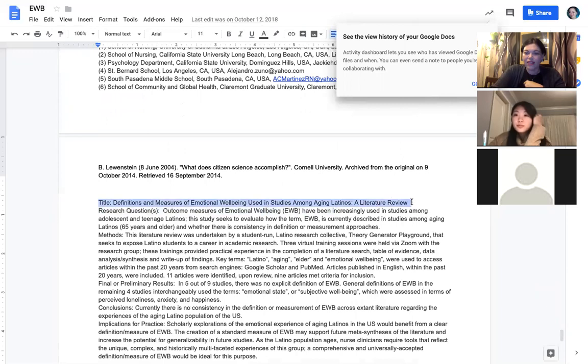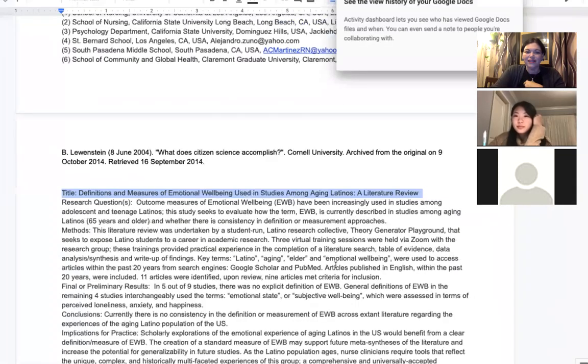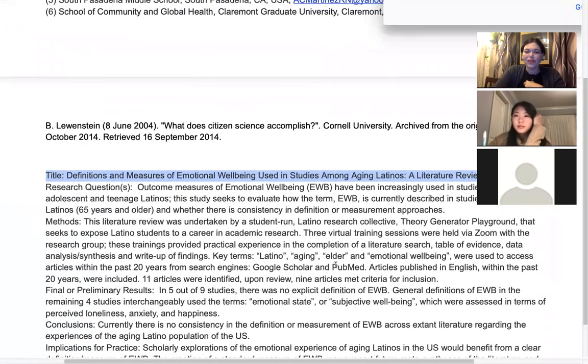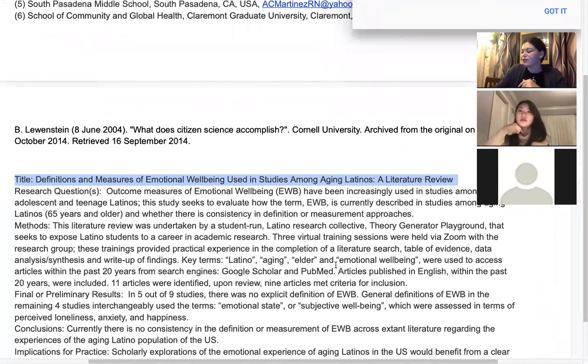At the end of the day, you will be able to say that you created something like this. In our case, the title was Definitions and Measures of Emotional Well-Being Used in Studies Among Aging Latinos, a literature review. Yours is going to say something like Caregiver Burden Alleviated by In-Home Assistance, a literature review.